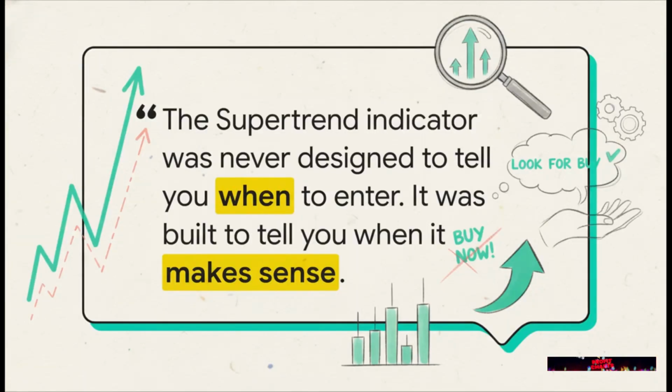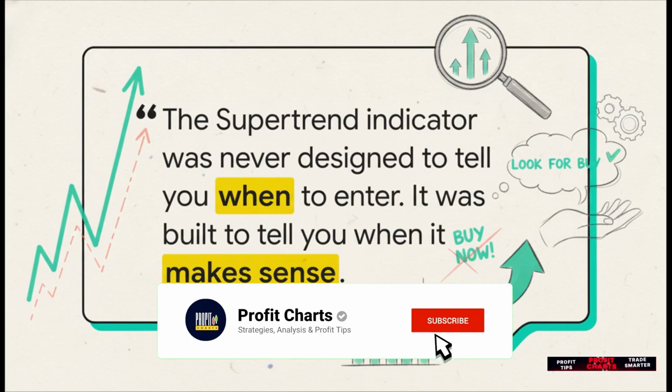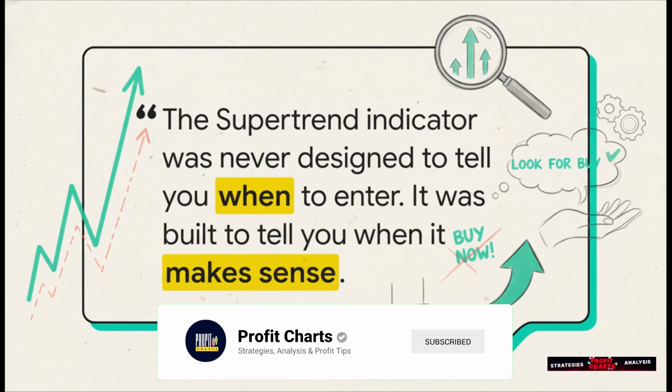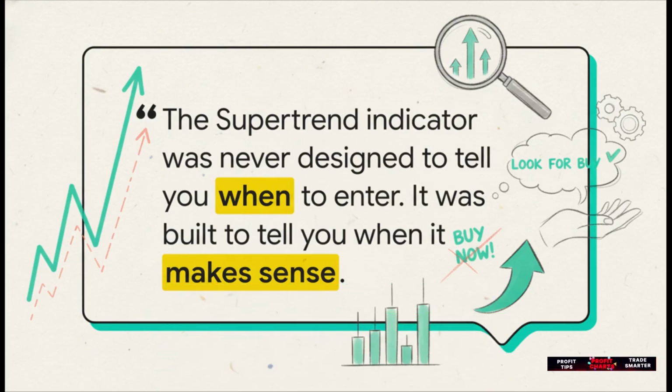You know, this quote from trader Ezekiel Chu just hits the nail on the head. He says the Supertrend was never built to be an entry trigger. It was built to give you permission. A green line isn't screaming, buy now. It's quietly saying, hey, the market is bullish right now, so it might make sense to start looking for a good reason to buy. That's a huge mental shift.